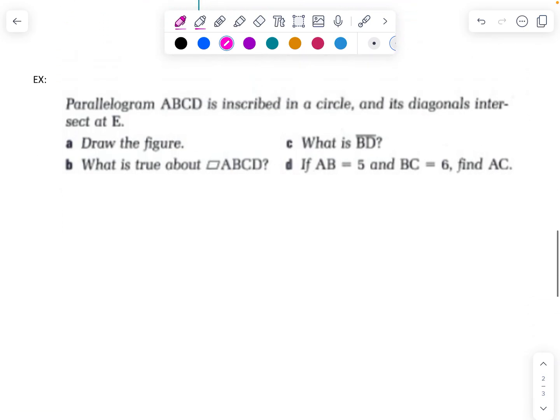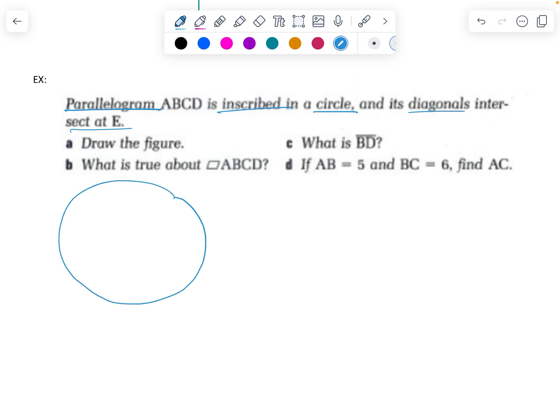Finally, it says parallelogram. So now we have parallelogram ABCD is inscribed in a circle, and its diagonals intersect at E. Draw the figure. All right, so what do we start with? Try to draw this the best we can. Oh, that's not even cooperating. Let's see. Come on, circle. Why is my trick not working? There we go. All right, so we have our circle.